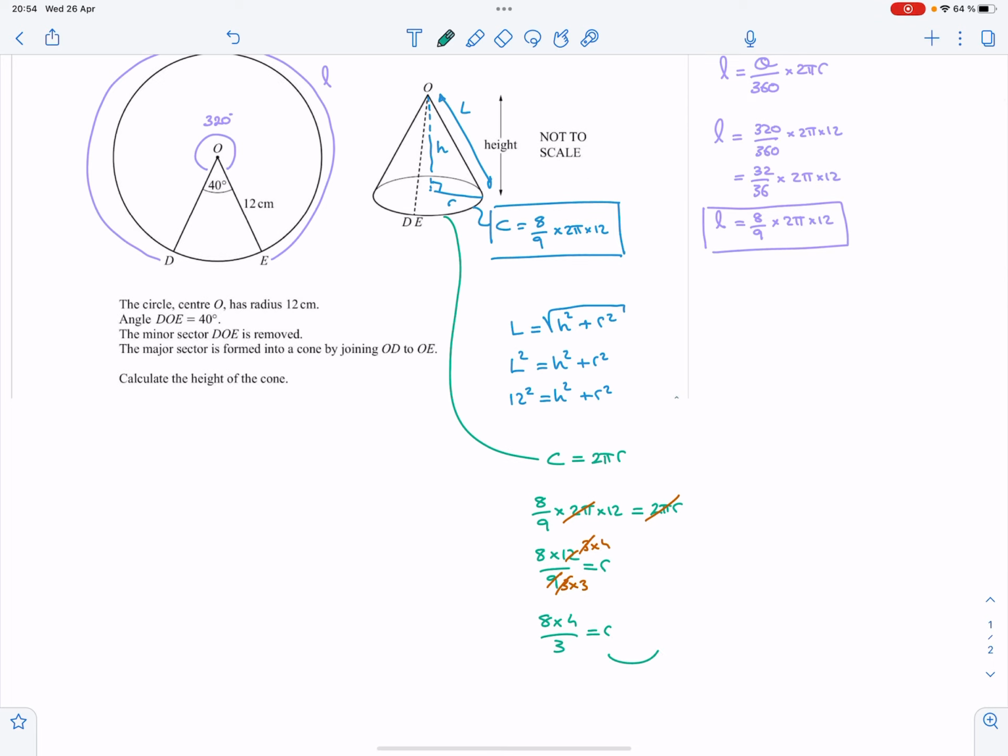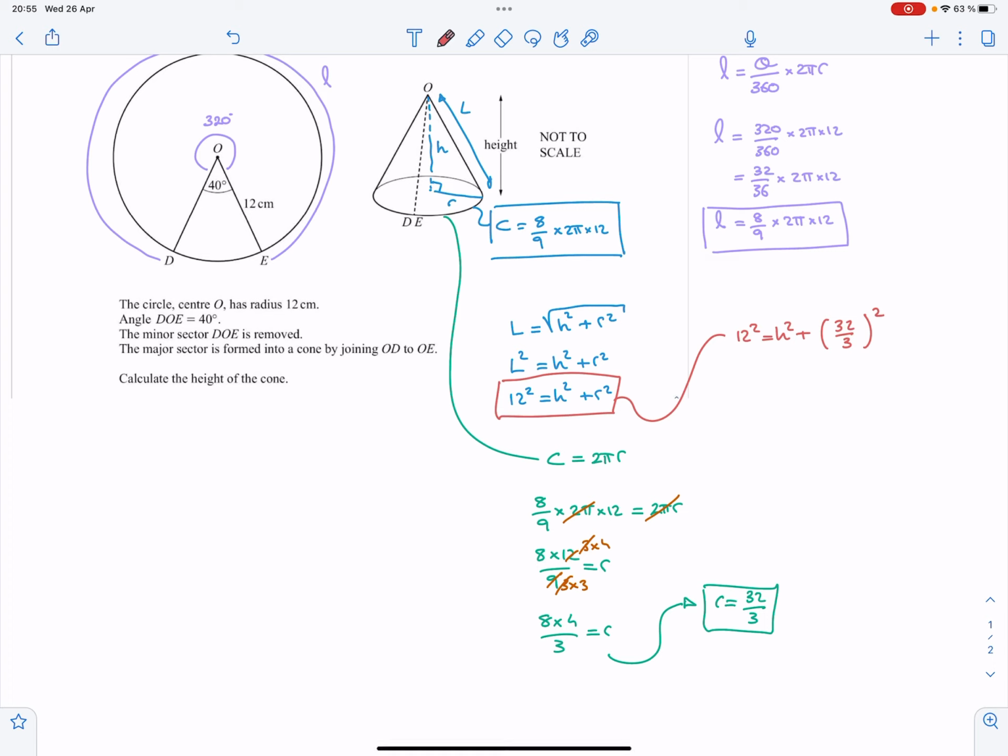So rearranging that and stating what r is equal to, that leads to r equals 8 times 4, which is 32, so 32 over 3. Finally, we can now go back to this formula. In fact, let me box it in red to make it really obvious. We can now go back to this result, and we can state that 12 squared is equal to h squared plus r squared. And r squared, remember, is this expression. Sorry, r is this expression. So r squared will be 32 over 3 squared.